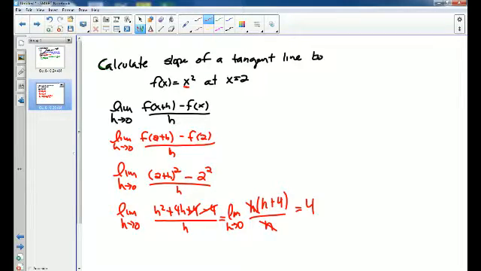So if you're looking at the graph at x equals 2, slope of that is 4. The instantaneous rate of change at x equals 2. Lots of ways to describe that.